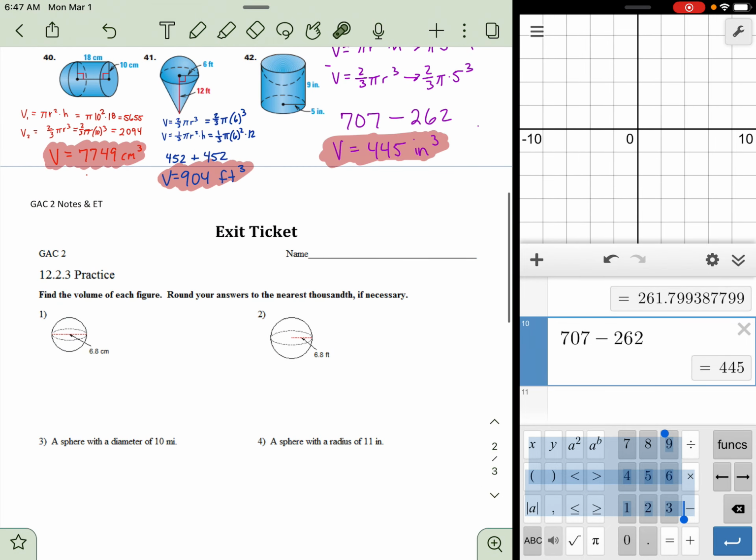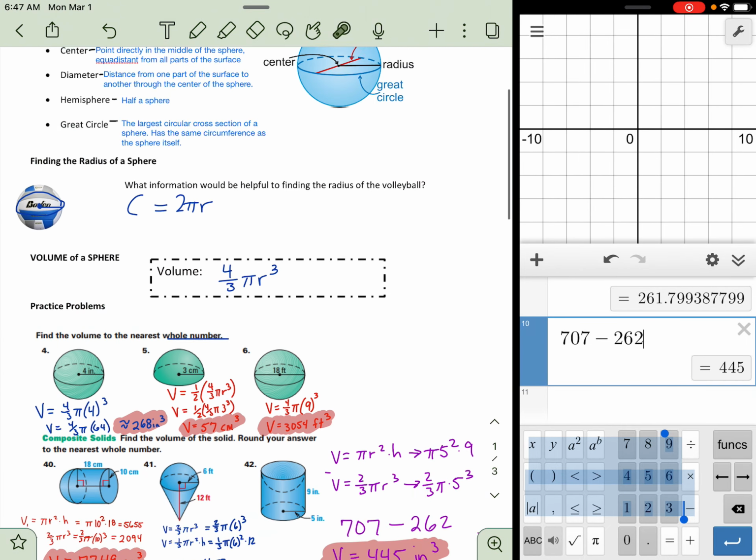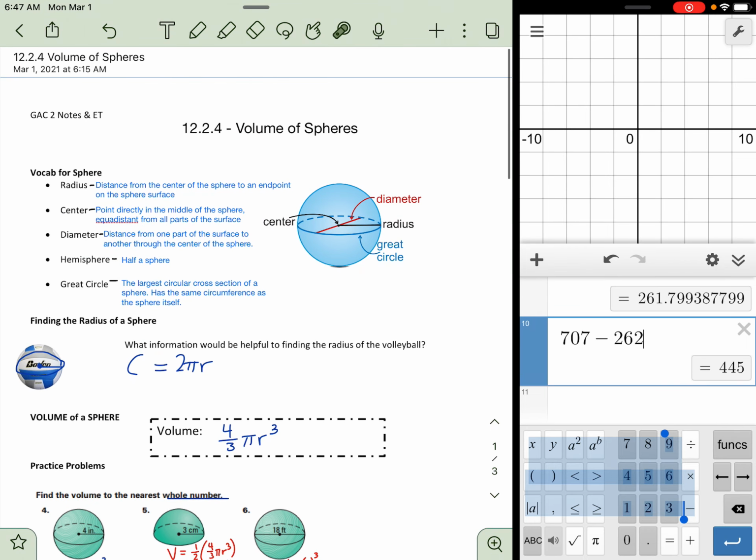So your exit ticket at the bottom, 4 questions. Finish those up. Let me know if you have any questions. Mrs. Obrist will be there for first period to help you out. Otherwise, just shoot me a Canvas message.